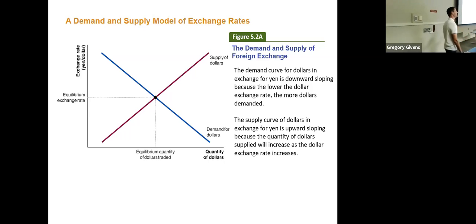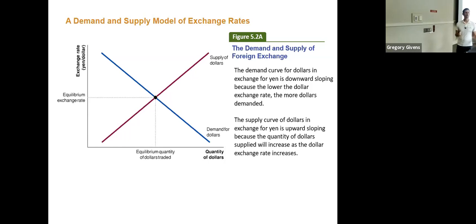Now again, really quickly, why does the demand curve slope down in the exchange rate? In other words, as the yen-dollar exchange rate declines, that is, as the dollar weakens relative to the yen, the quantity of dollars demanded is going to rise. And why is that? Yes. That's right. If the dollar weakens relative to the yen, then US goods and US assets become cheaper for Japanese consumers and investors, right? So they're going to want to demand more dollars in order to acquire those goods and assets, right? So the demand for US dollars is going to increase as the exchange rate falls.